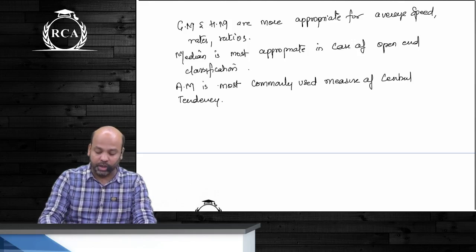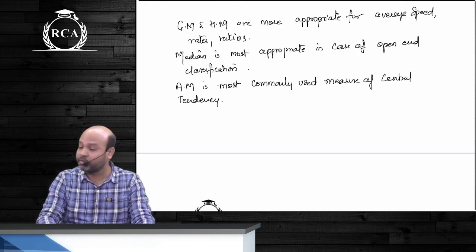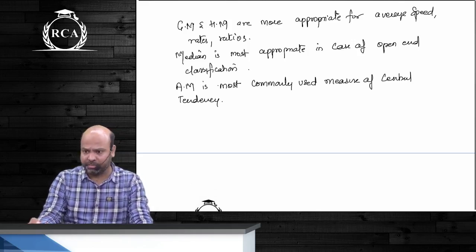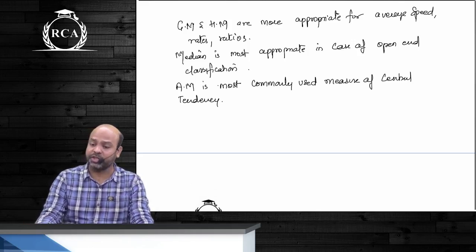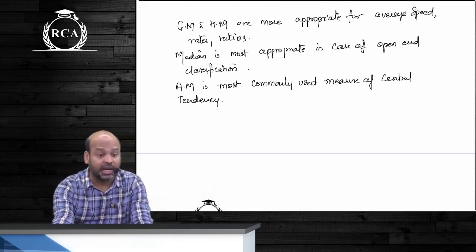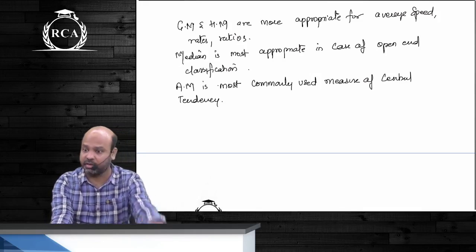AM is the most commonly used measure of central tendency, guys. Popular measure is mode. Sampling fluctuations' impact, I have already said, beta: sampling fluctuations' impact would be higher on median, lesser on mean. Mean satisfies most of the ideal criteria, guys, for a measure of central tendency.